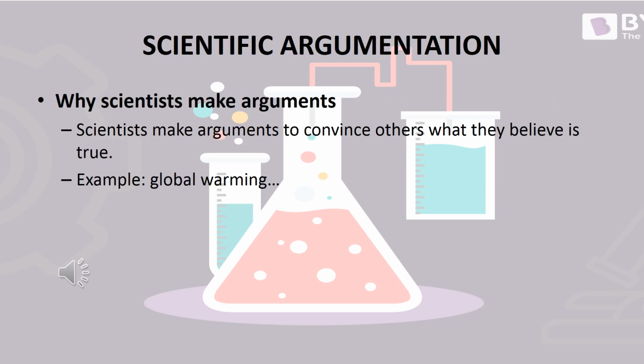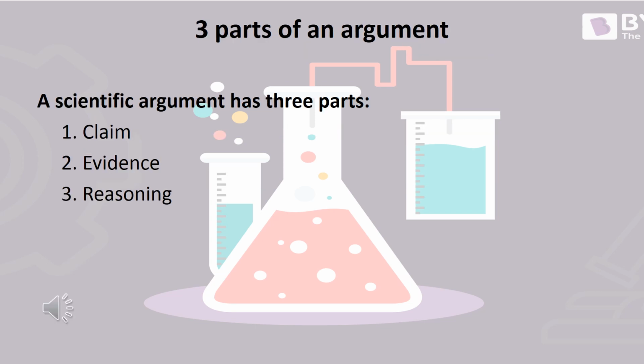This brings us to scientific argumentation. Scientists do make arguments to help explain what they believe to be true, and they have to have some kind of support for why they make those claims. So first of all, why do scientists make arguments? Scientists make arguments to convince others what they believe is true. For example, you've heard of global warming. There are some sides that believe in global warming, and there are other sides that do not. A good scientist is going to make an argument for why or why not he believes global warming to be true.